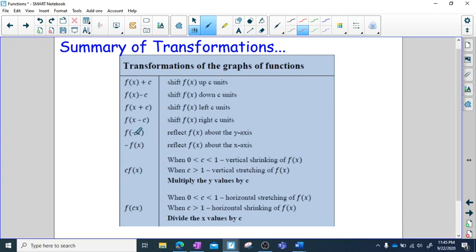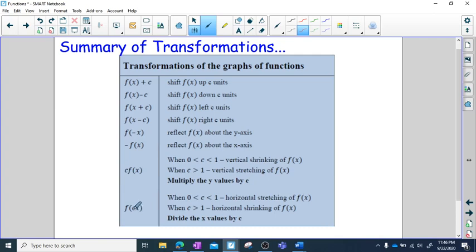Input a negative x reflects it across the y-axis, side to side. A negative in front of your function will reflect it top to bottom, so that'll switch your y's from positives to negatives, so that'll be across the x-axis. A number out in front of a function will be a vertical stretch. If it's between 0 and 1, it means it's a fraction. That's going to make the y values smaller. You're going to multiply them by a fraction, so it'll compress it together. If you multiply it by a number that's more than 1, it will make the y values bigger, which will stretch it and make the numbers higher.